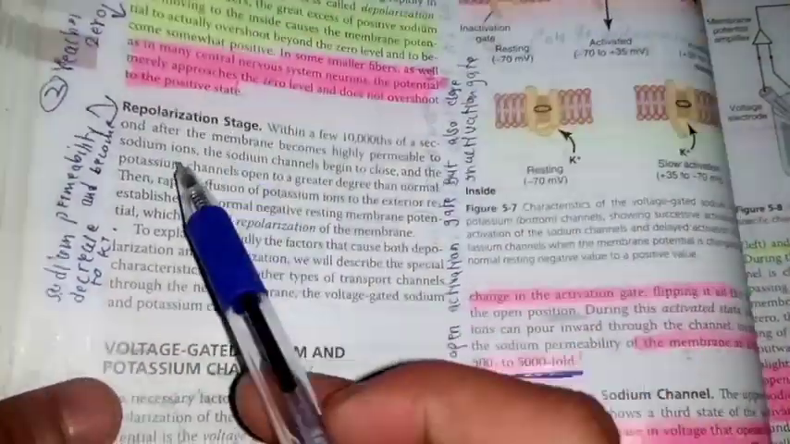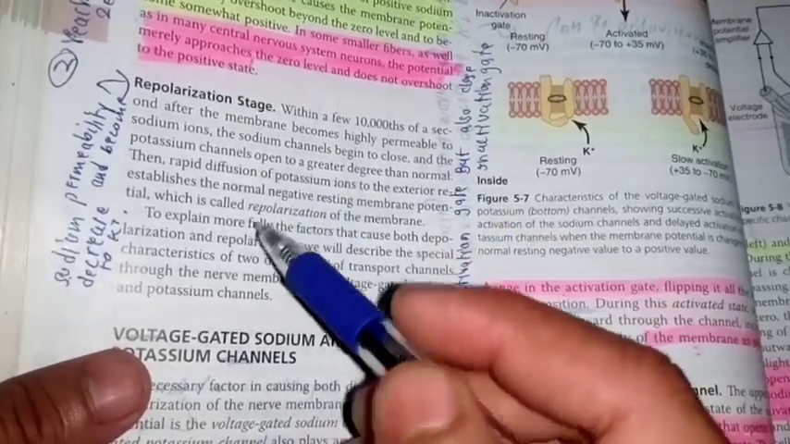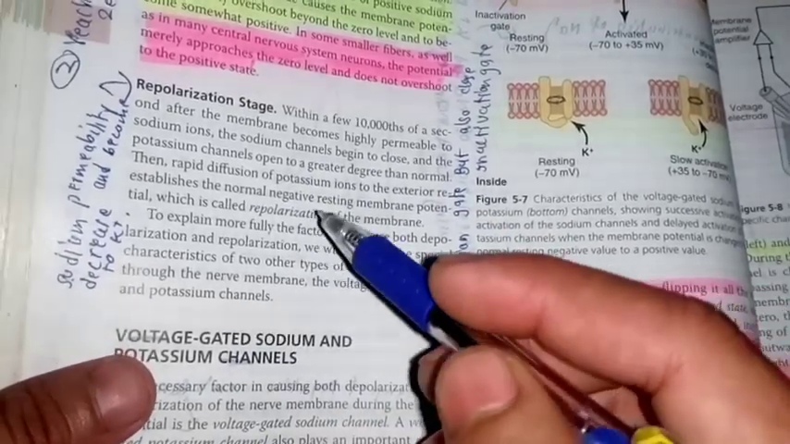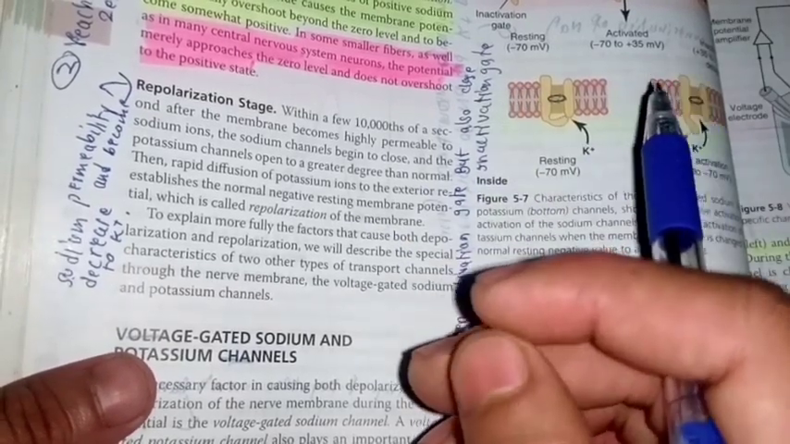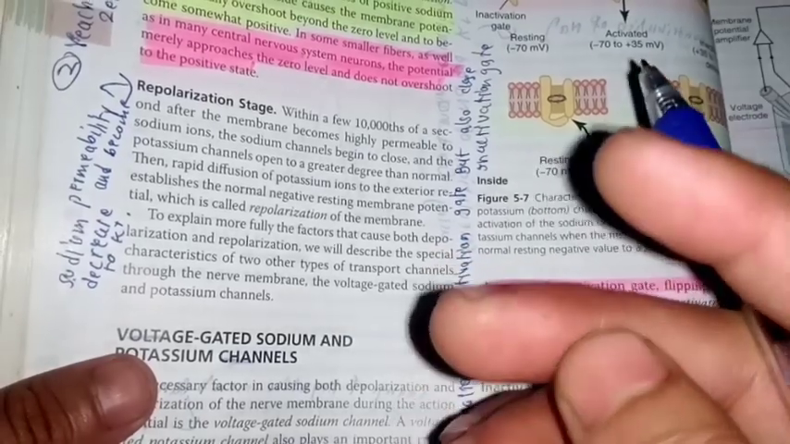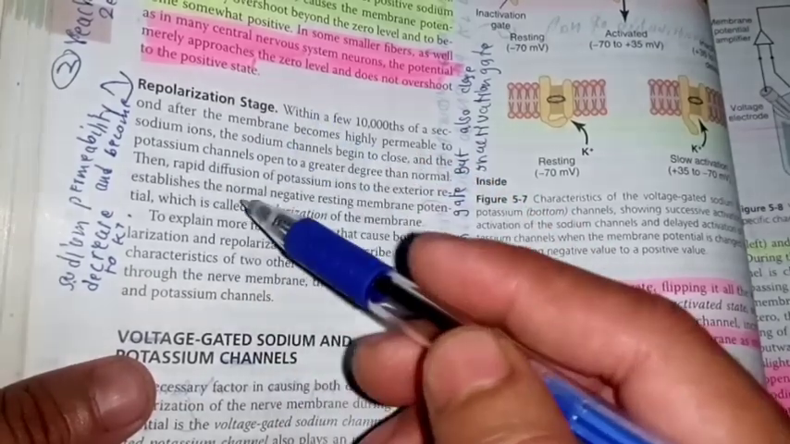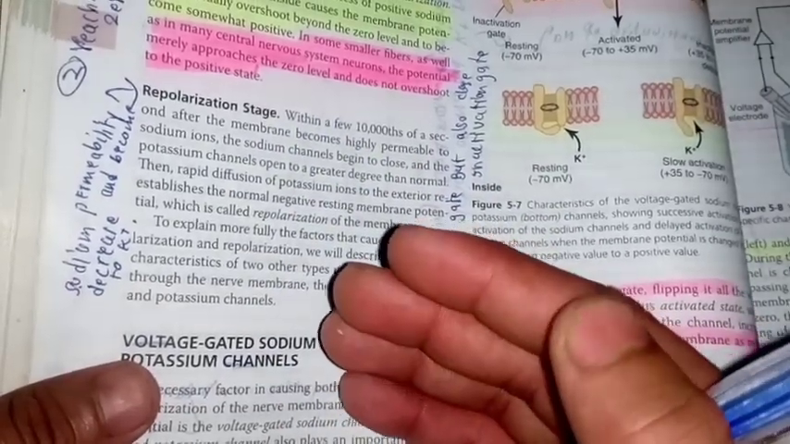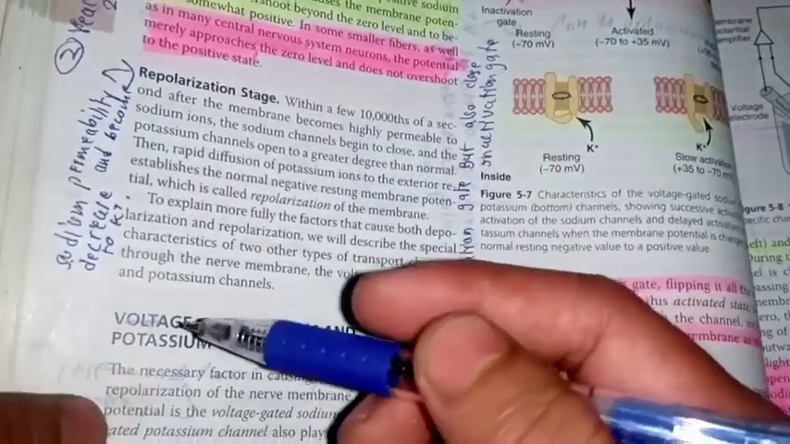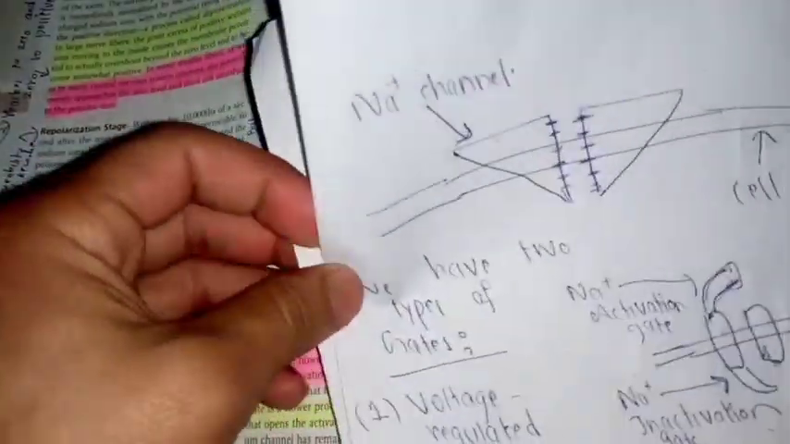The repolarization stage: again within a few ten-thousandths of a second, the repolarizing operation starts, and the sodium potassium pump activates, the potassium channels activate, and the potassium leaky channels also activate. These activations lead to the repolarizing stage, again with negativity inside and positivity outside of the cell membrane. Now, the voltage gated sodium and potassium channels. I have discussed this in the previous chapter, so we will take a look through this.